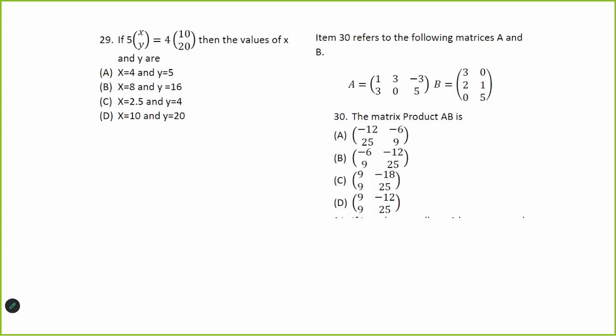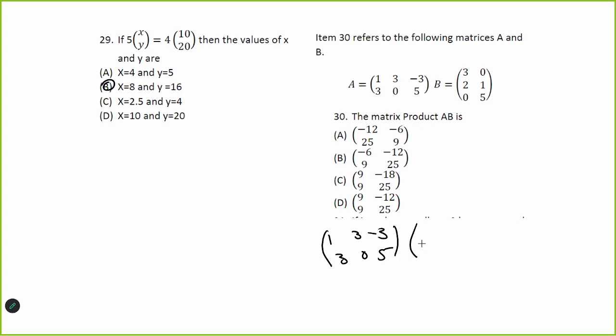This one is a repeated question. We said 5x is 40 because it said 4 by 10, 20. So 5x is equal to 40, so x would be equal to 8. That was B. We even need to do the second part here. This one here, you have to multiply 1, 3, negative 3, 3, 0, 5.